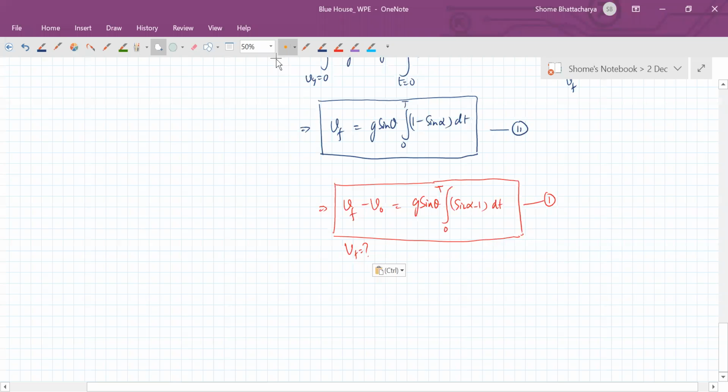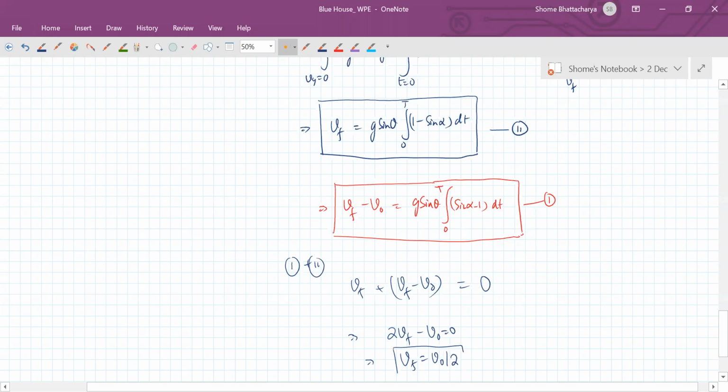Okay, so if you just add these two equations, you can see the right hand side you can get rid of. So do equation 1 plus 2. So you have Vf plus Vf minus V naught. Left hand side is added, right hand side becomes 0. So the final speed, which is the speed after a long enough time, is V naught by 2.